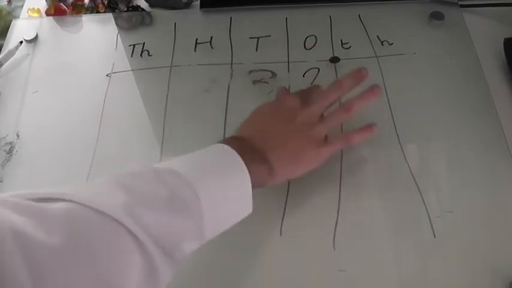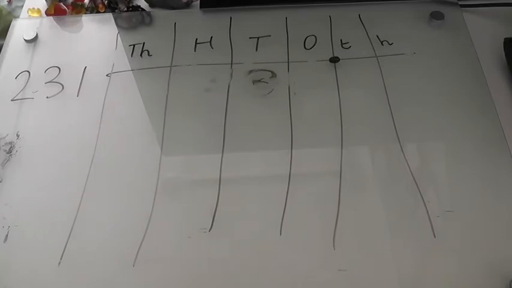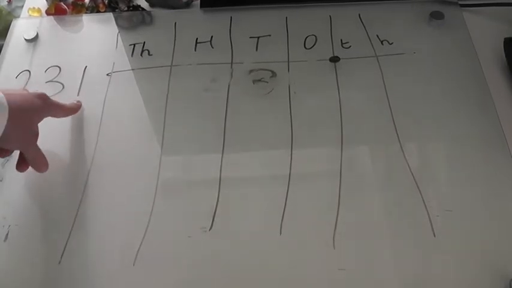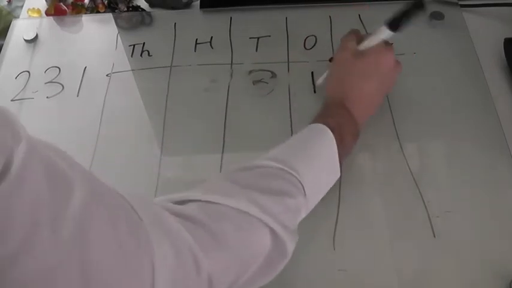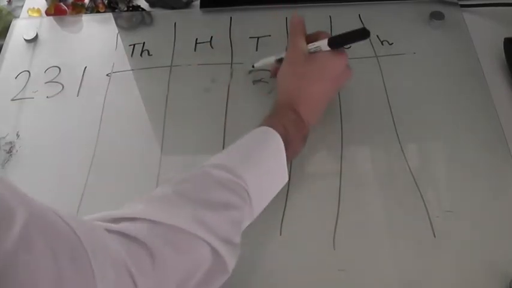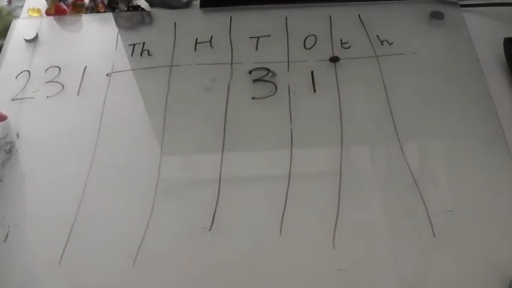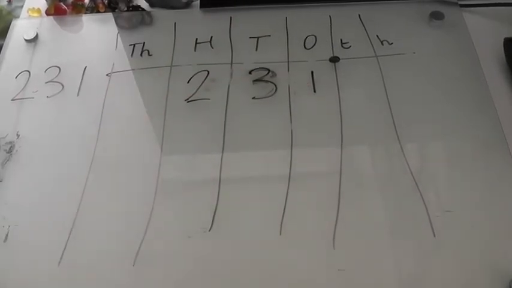If we had the number 231, how many ones have we got? Brilliant, we've got 1. So we've got 1 one, put that in there. How many tens have we got? We've got 3 tens because we've got 30. And how many hundreds have we got? We've got 2 hundreds. So we put the 2 in there. Can you see? It's pretty simple now we know the concept.